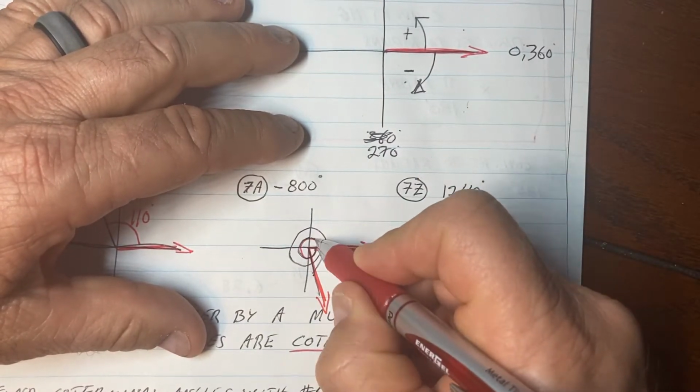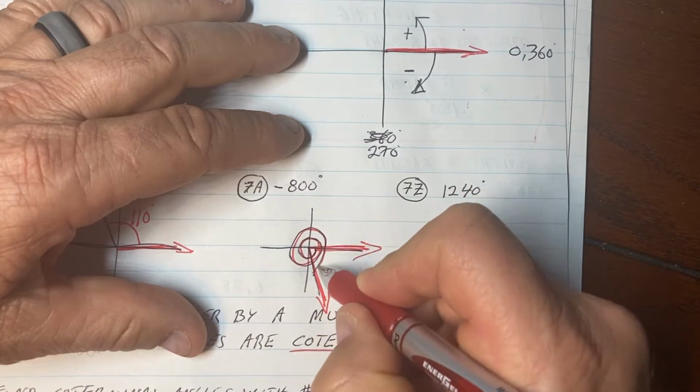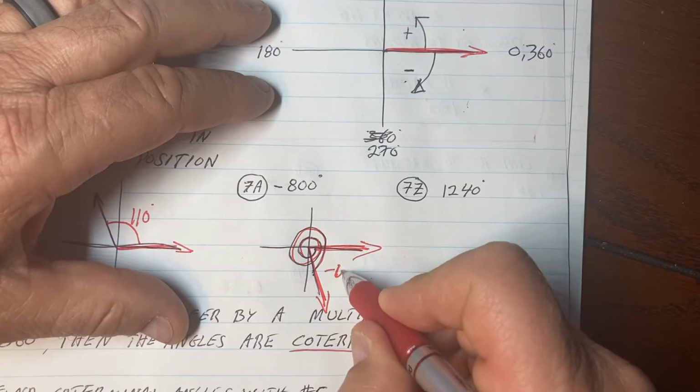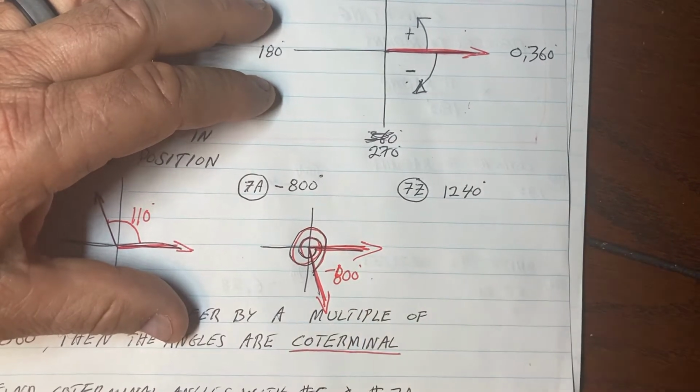So what is there? 1, 2, and more. And that's negative 800 degrees.